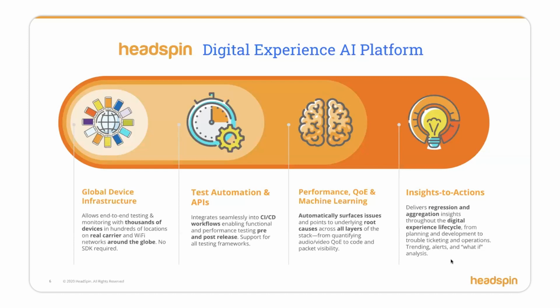And then finally, on the right, we have insights to actions. This is where HeadSpin really separates itself from other device farms where you typically only get a pass or a fail grade on the tests that you run. We're able to deliver deep regression and aggregation insights throughout the digital lifecycle. So over time, you can build your regression intelligence using real analysis and metadata from the sessions that you run on the devices that you choose to run them on.